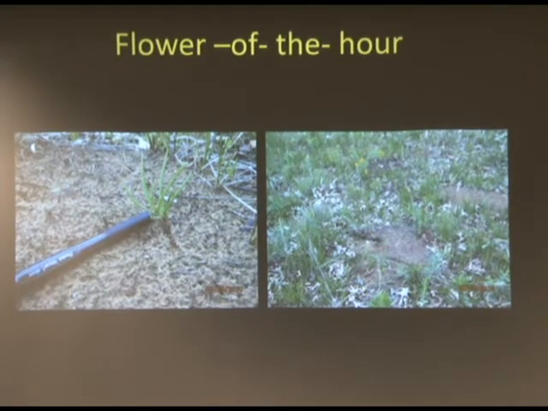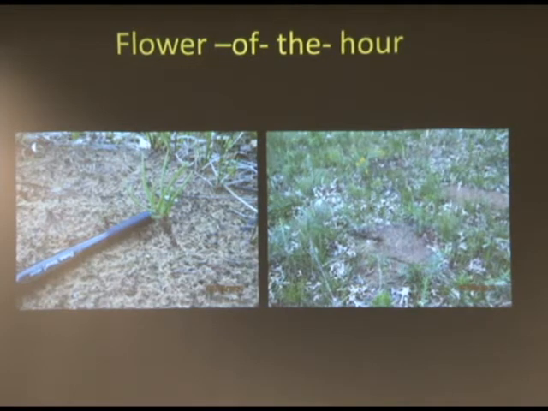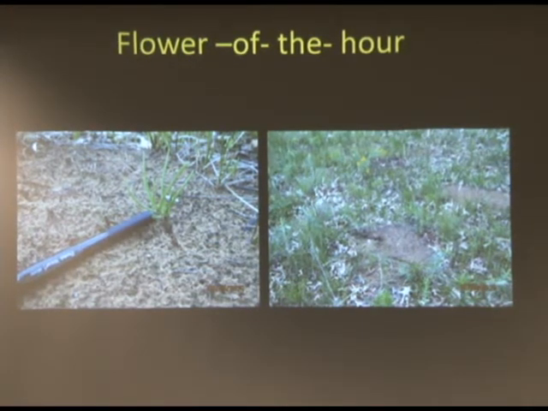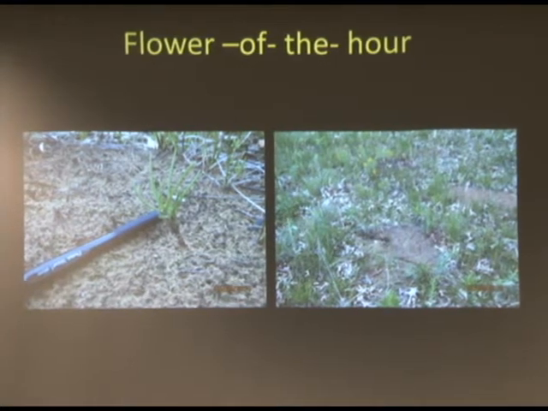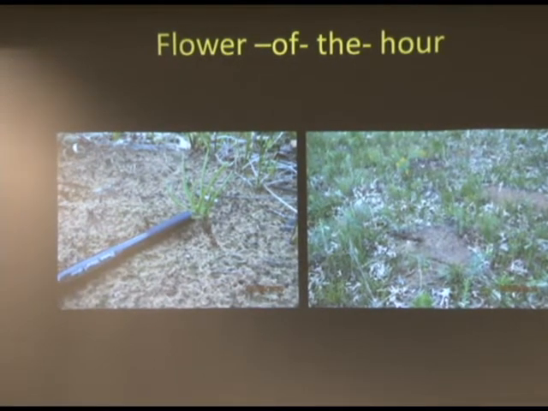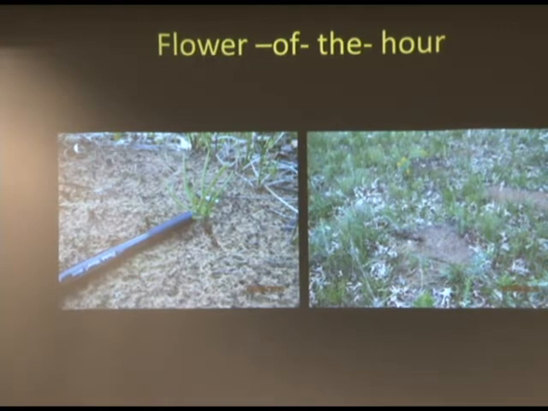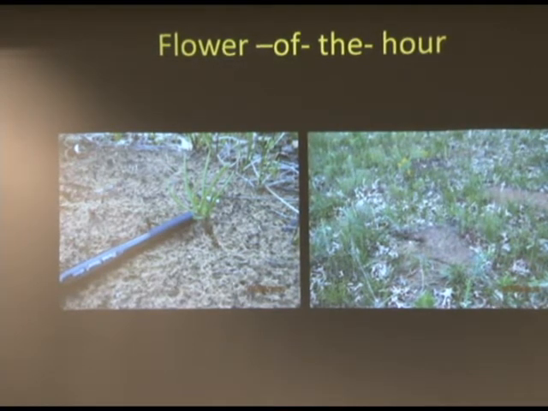See those? So these guys, you can tell, they can't take much competition. So when the pocket gopher makes a mound, these guys will wind up seeding in there and they can grow and actually fruit. And it's called Flower of the Hour because it only blooms for about an hour. Seeds form, drops down the pocket gopher mound, starts over again. If the pocket gopher wasn't there, I think a lot of these plants would be gone.